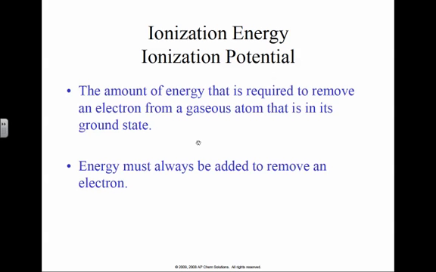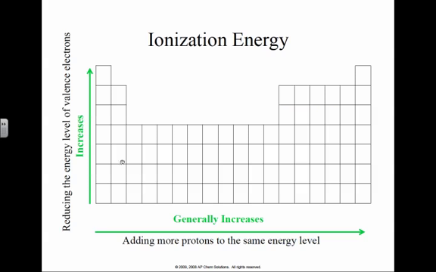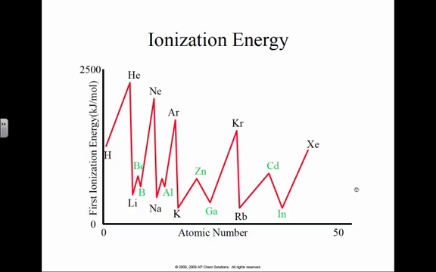Ionization energy is the amount of energy needed to remove an electron from a gaseous atom that's in its ground state. Energy must always be added to remove an electron. Okay, you have to replace that electron with some energy. It increases going this way and up. Why does it increase going up? Well, the electrons are closer to the nucleus and therefore more difficult to remove. Why does it increase as we go this way across the periods? They have more protons as we go this way. The larger the number of protons, the stronger the effective nuclear pull on those outer electrons.